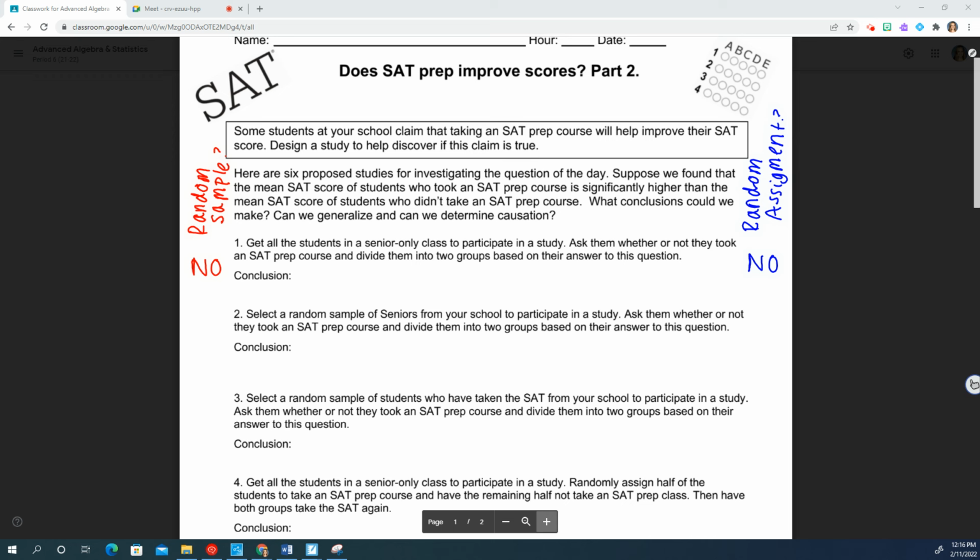Now keep in mind, we did find that the average SAT scores of students who did take an SAT prep course is higher. So there might be an association, but we can't prove a causation because there wasn't an experiment. Okay, so between C, E, and A, C and E, those are basically our three options. Do you guys think one of them makes more sense than the other?